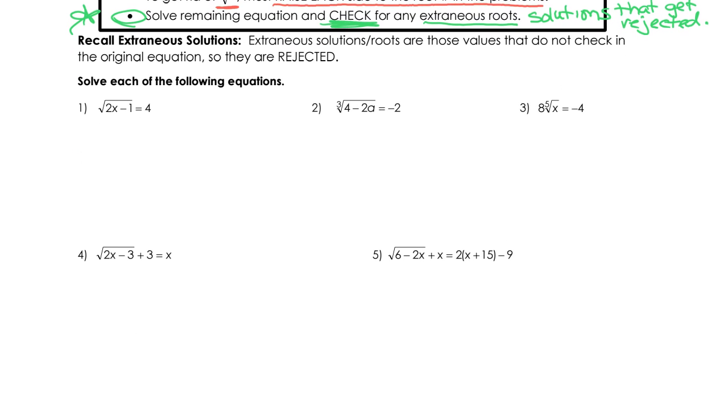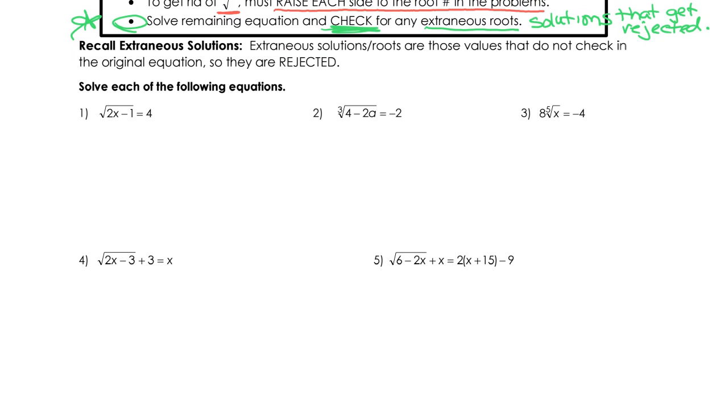Number 1, it says solve each of the following equations. You're going to notice I'm going to use my highlighter on our notes today. I'm going to highlight our square root, or whatever our radical is, and what is underneath it. And remember, that has to be alone on the left-hand side or right-hand side, whichever side it's on, before you can go ahead and remove it. In this case, the radical and what's underneath it is the only thing on this side of the equation, so we're ready to go ahead and remove it.